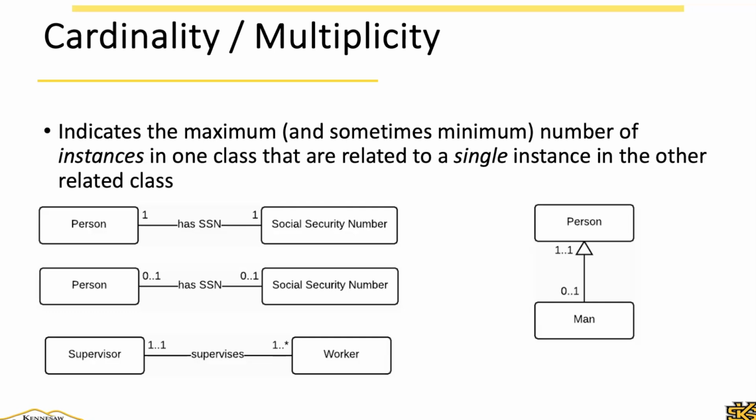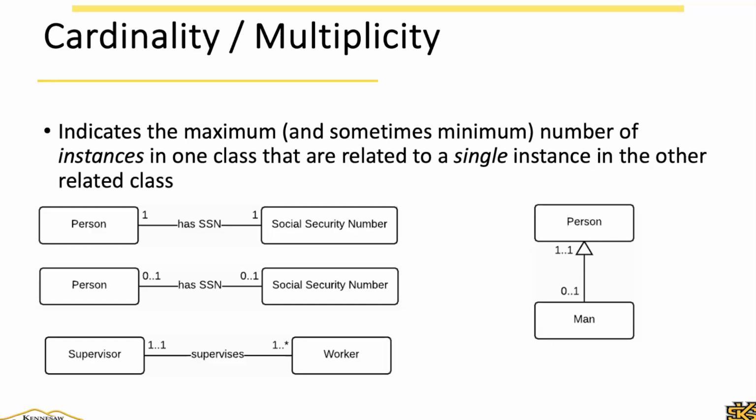So here we can say that there is a 0 dot 1 next to the person entity, or class, and also on the right side, there is a 0 dot 1 next to the social security number. So it says that a person can have 0 or a maximum of 1 social security number, and also vice versa. So next, consider another example.